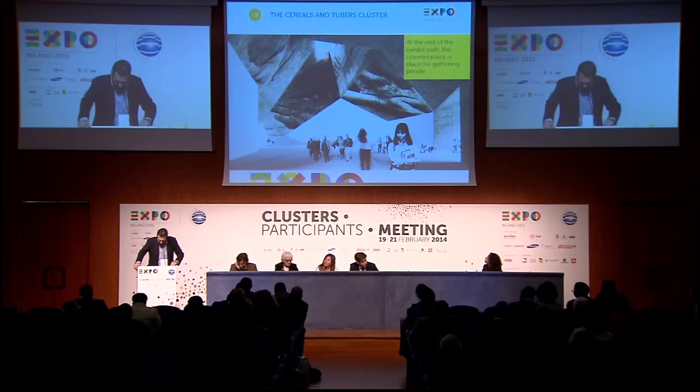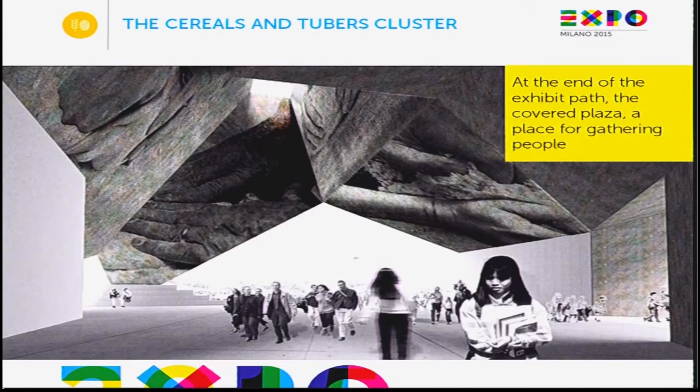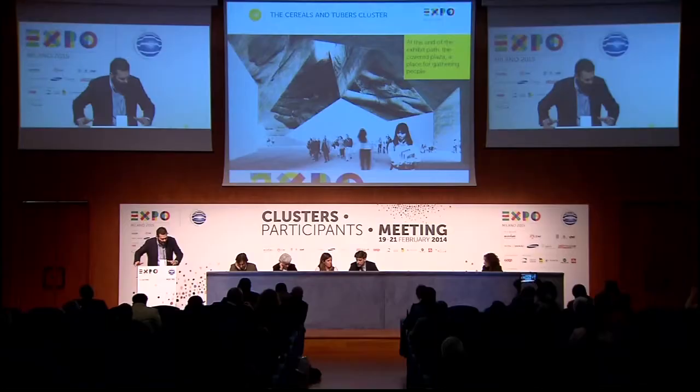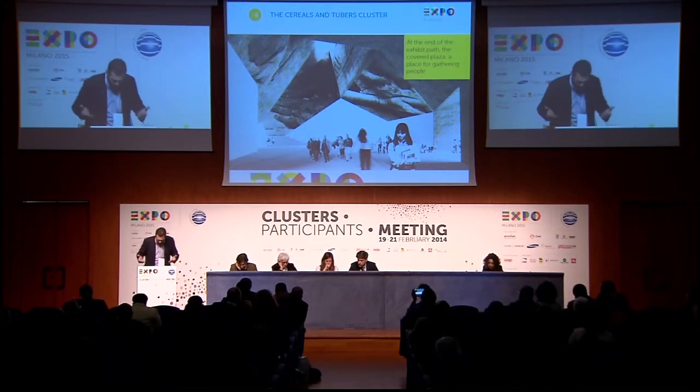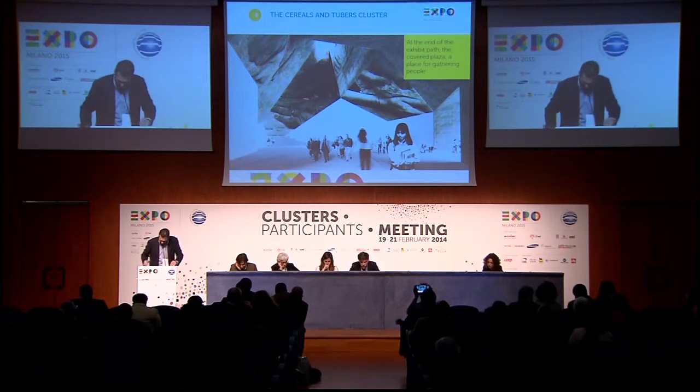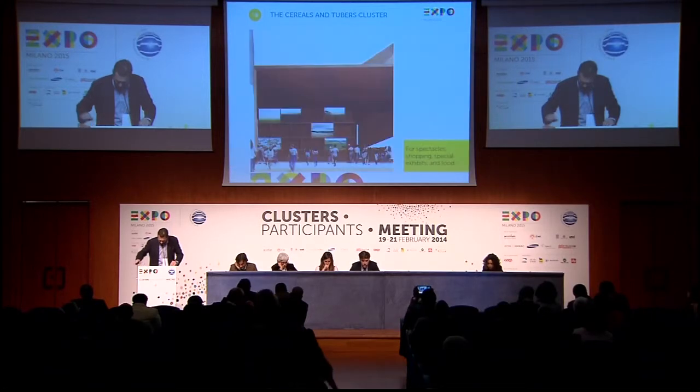And this is the final step of the cereals and tubers experience. At the end of the exhibit path, there is this big covered plaza, a place where we will have the main events, we will have the restaurant, we will have the oven, and it is the place where the different countries, I think, can organize events, can use this space along a timeline for specific events.